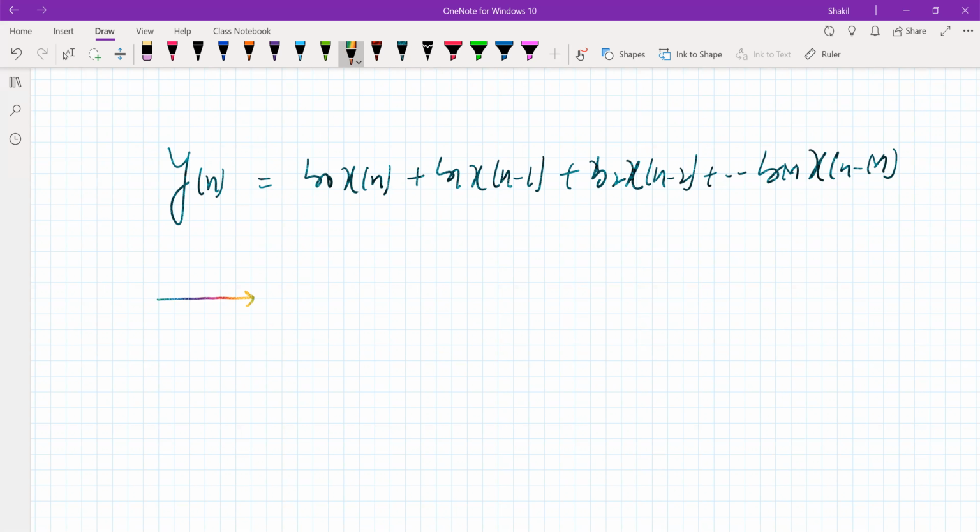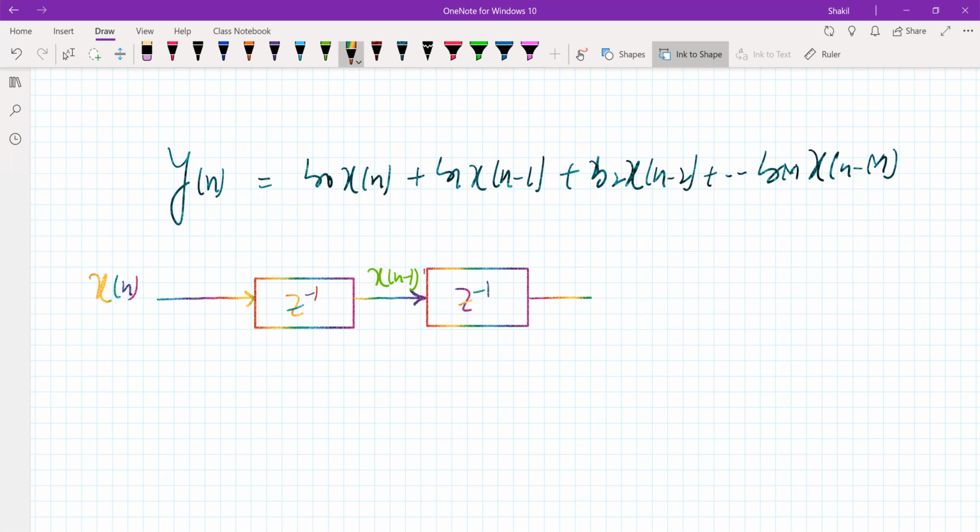So if I have input x of n, then we'll pass this through a delay element, like this. Then we'll have here x of n minus 1. Then we'll again pass this through a delay element to get x of n minus 2. And this will continue up to the mth order delay element. So what will be the last one? It will be x of n minus m.